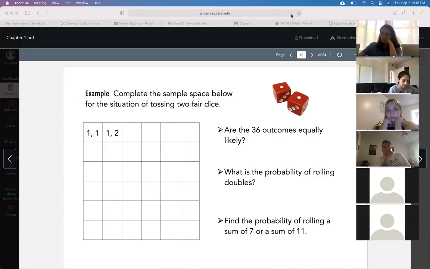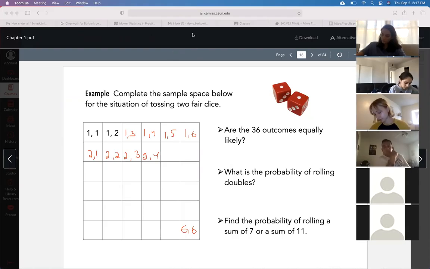What will be the next one? 1 and 3. 1 on the first, 3 on the second, 1 on the first, 4 on the second, and so on, right? All the way down to 6 on the first, 6 on the second. It might take me like 8 hours to fill this out. But I'll start as we start answering the questions on the right. So first, are the 36 outcomes equally likely? Yes or no? Assuming fair dice, are each of these 36 outcomes equally likely? The answer is yes, that is correct.